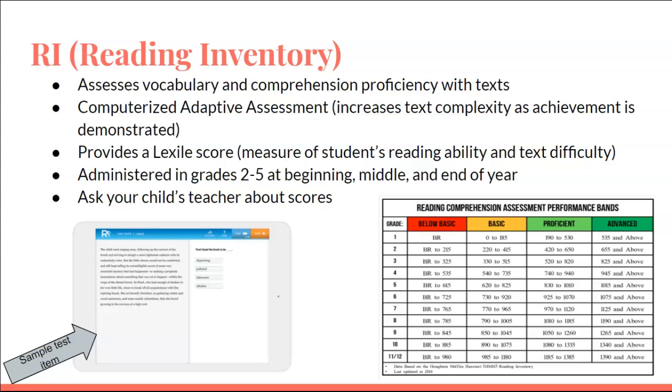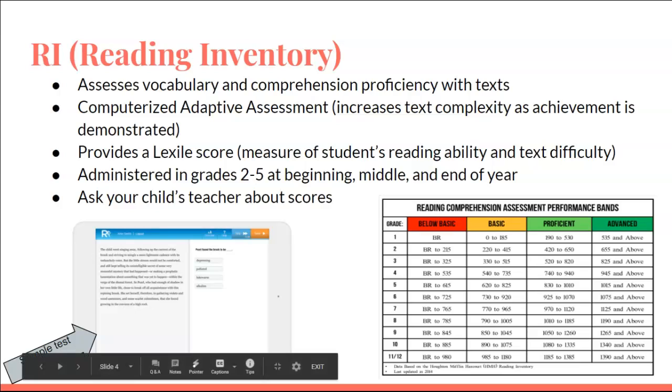The first one is Reading Inventory, also known as RI. RI assesses your child's vocabulary and comprehension proficiency with text. It is a computerized adaptive test, meaning that it increases in text complexity as your child's achievement increases. It also provides a Lexile score.